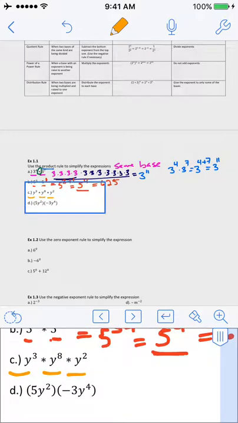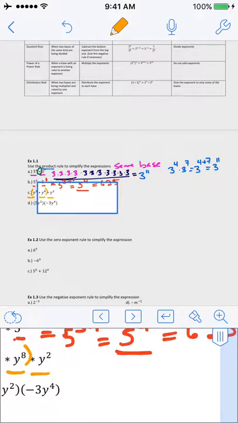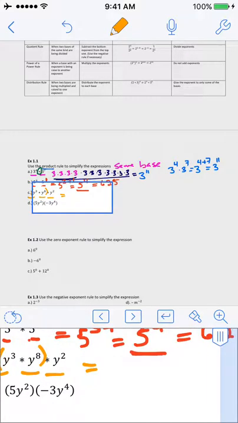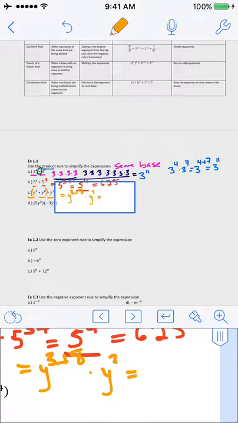We can start with these first two, and we can say, okay, y to the 3 plus 8 times y squared would be y to the 11th times y squared.